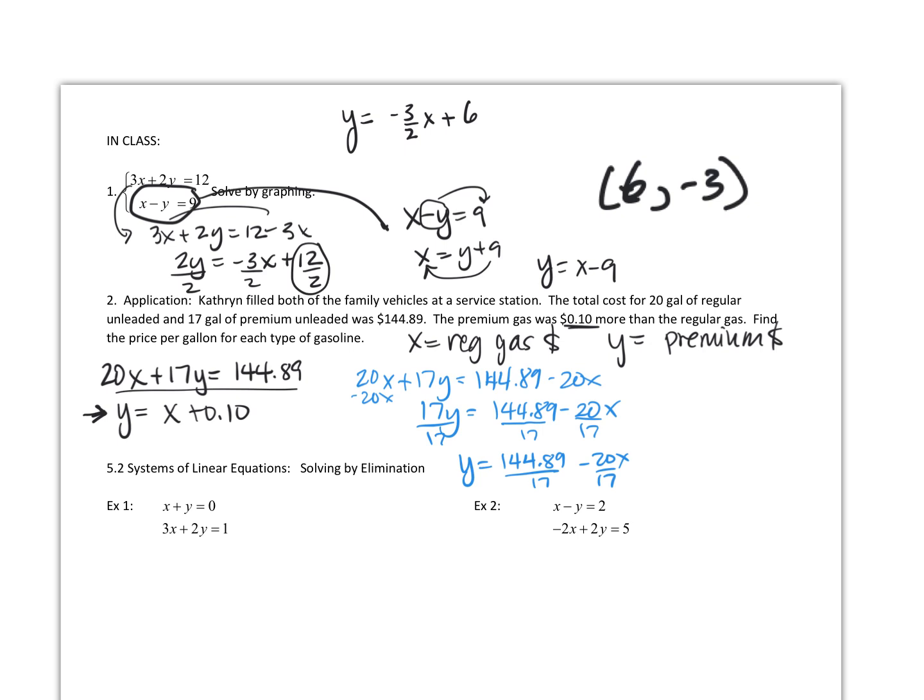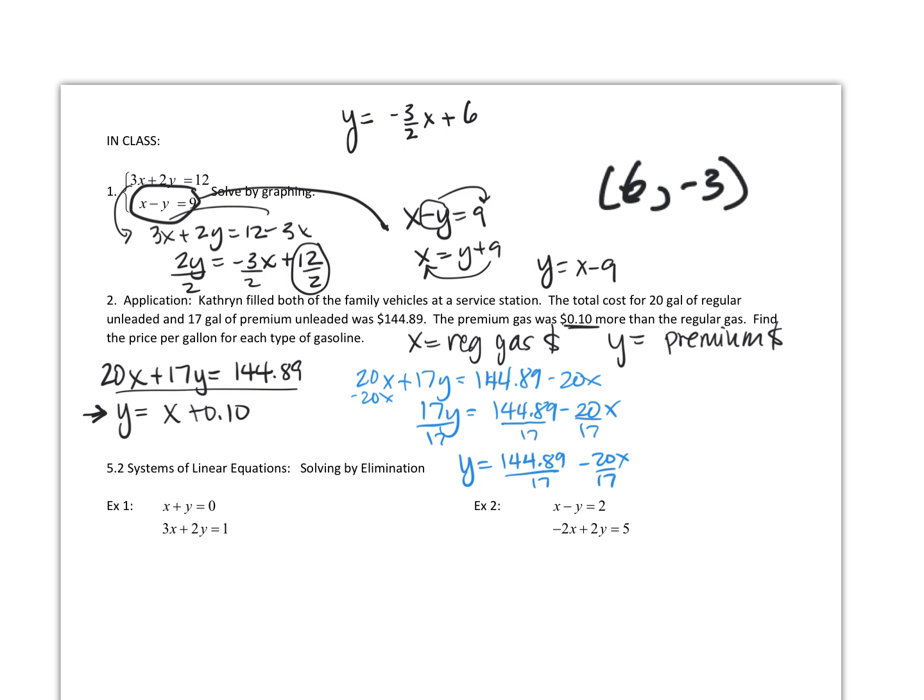So let's do that. Let's put it in the calculator. So go to my Y equals, and we'll clear out whatever is in there. First one's easy to put in. X plus 10 cents. Oops, not 1 cent. 10 cents. All right, this one is kind of gross, but we'll do it. 144.89 divided by 17 minus 20 over 17 x. Okay?